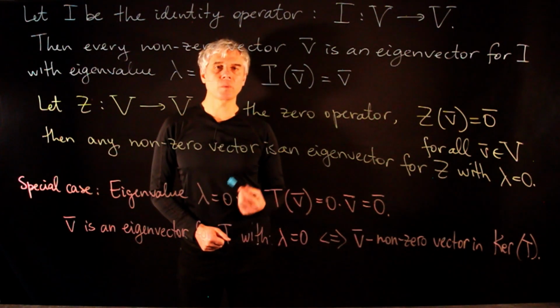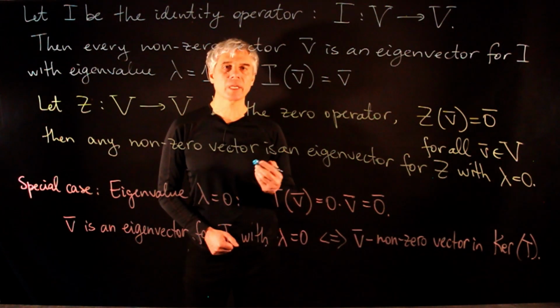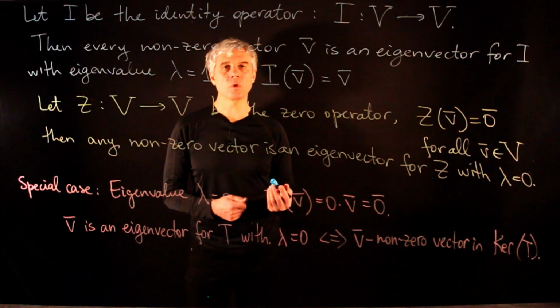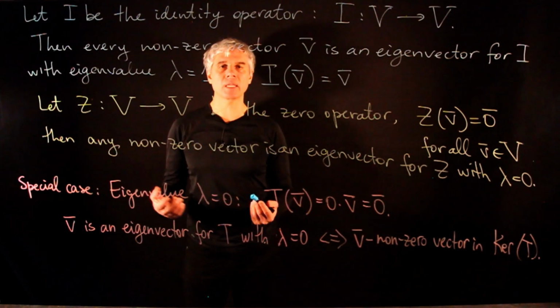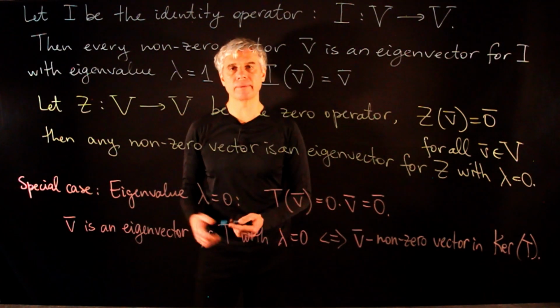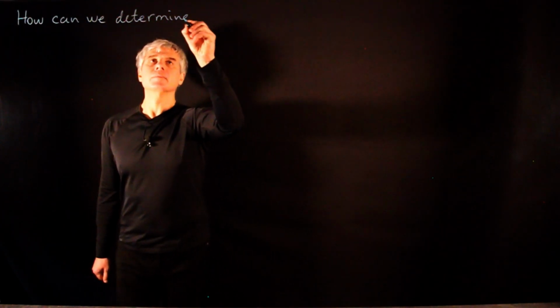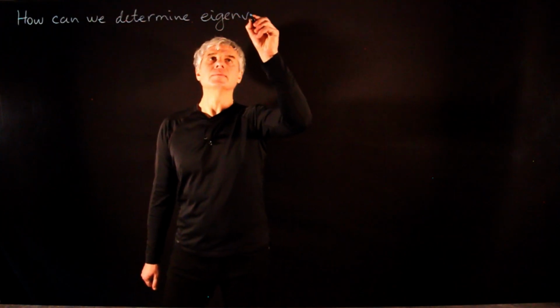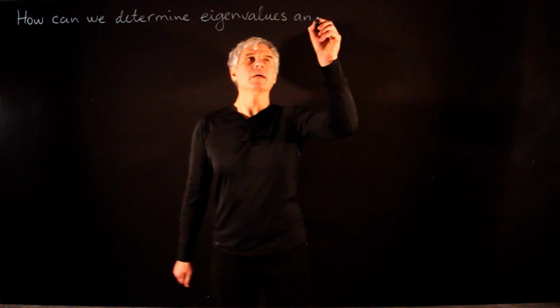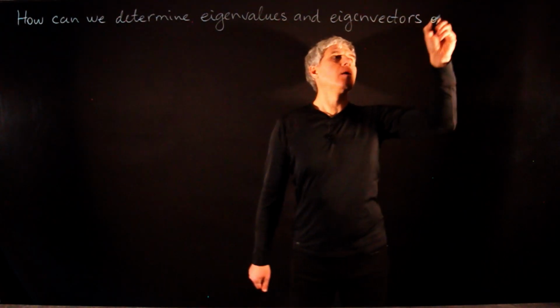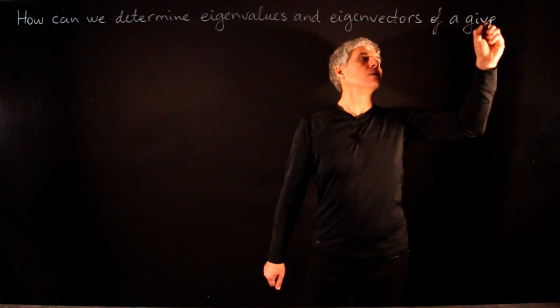If a vector space on which a linear operator acts is finite dimensional, we can represent this linear operator with a matrix, and we will be using the notions of eigenvector of a linear operator and eigenvector of a matrix interchangeably. Let us investigate the following question. How can we determine eigenvalues and eigenvectors of a given matrix?